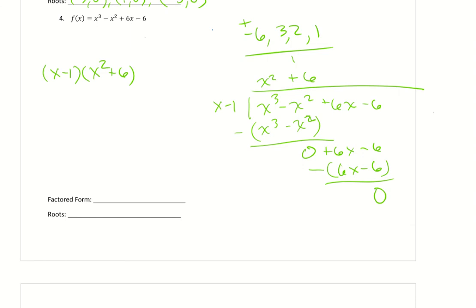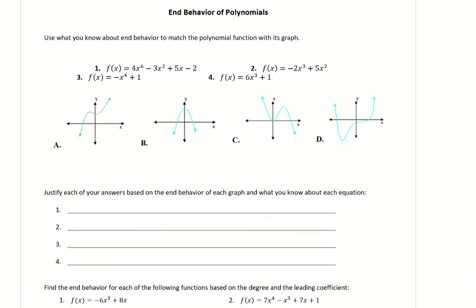So after dividing, we get x minus 1 times x squared plus 6. And just looking at x squared plus 6, I know it is not factorable. So that is our factored form. And then our roots are going to be just 1, 0. Or sorry. Yeah, 1, 0. Sorry, that's right. Okay, now let's go down and look at these end behaviors.